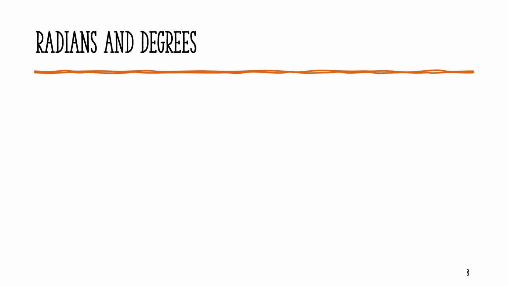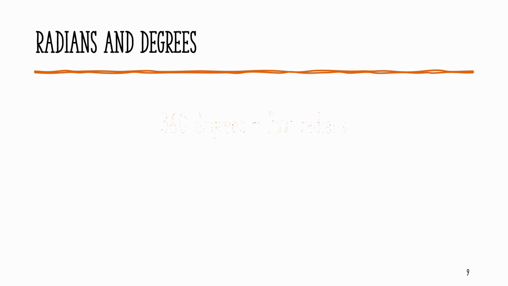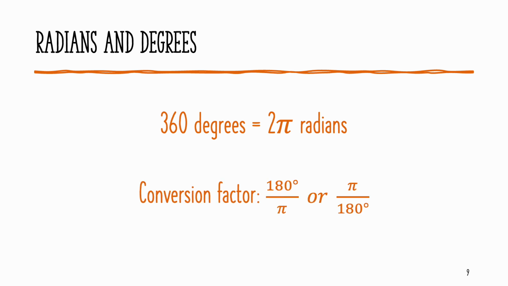Okay, so let's talk about comparing radians and degrees. Now we know the total angle of a circle is 2 pi radians. We also know that is 360 degrees. We know degrees is written as a little dot that is a superscript on your measurement, and radians is written as RAD. Okay, so if 360 degrees equals 2 pi radians, then we can use a conversion factor of 180 degrees over pi radians, or pi radians over 180 degrees, to convert from degrees to radians or radians to degrees.